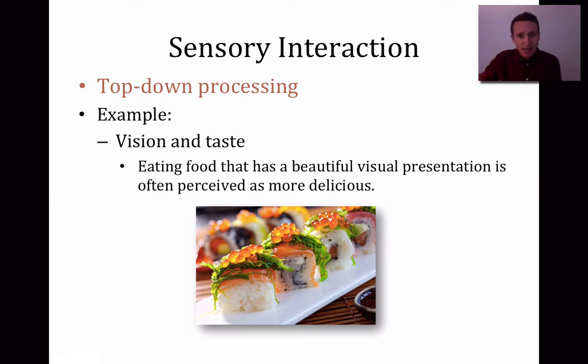So here's one more example: vision and taste. Anytime you have sensory interaction where multiple senses are combined and playing off each other to bring about a larger experience, that's top-down processing. So eating food that has a beautiful visual presentation is often perceived as more delicious.